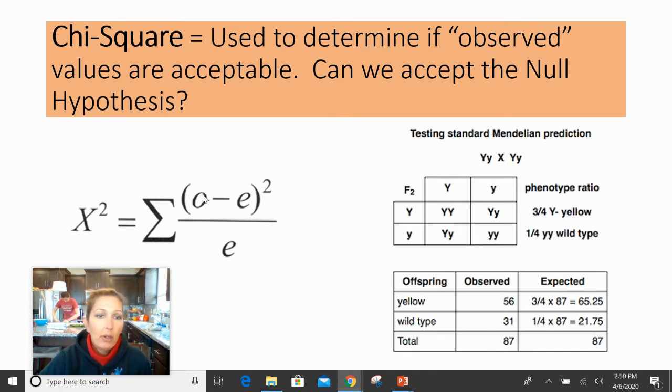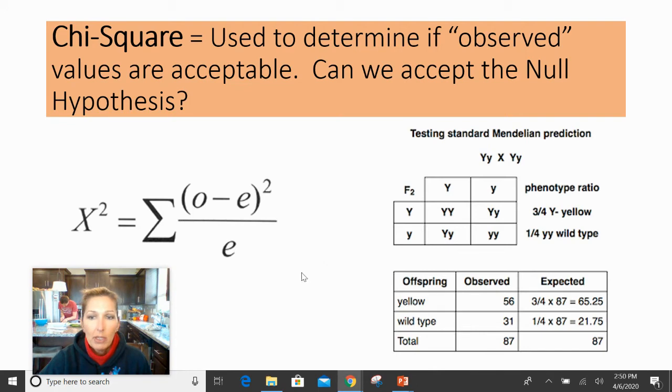And so now what I'm going to be doing is for yellow, observed minus expected squared divided by expected. And then I'm going to add that to observed minus expected squared divided by expected for the wild type. I have 2 different values here, so, or 2 testing situations. We'll talk about that in just a second.